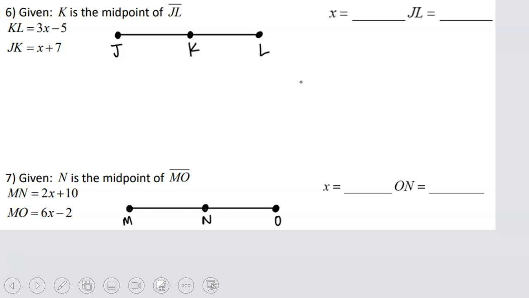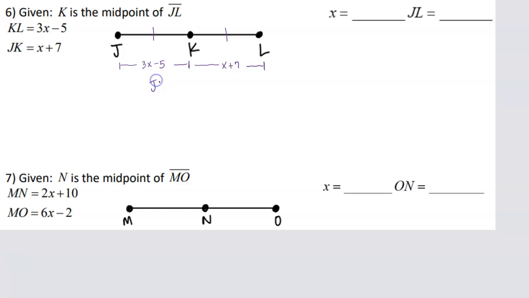All right, when we know information about the midpoint, we know that JK, since K is the midpoint, and KL are the same length. Our information is that JK is 3x minus 5, and that KL is x plus 7. This time we're not going to use the segment addition postulate. This time we're going to use congruence.